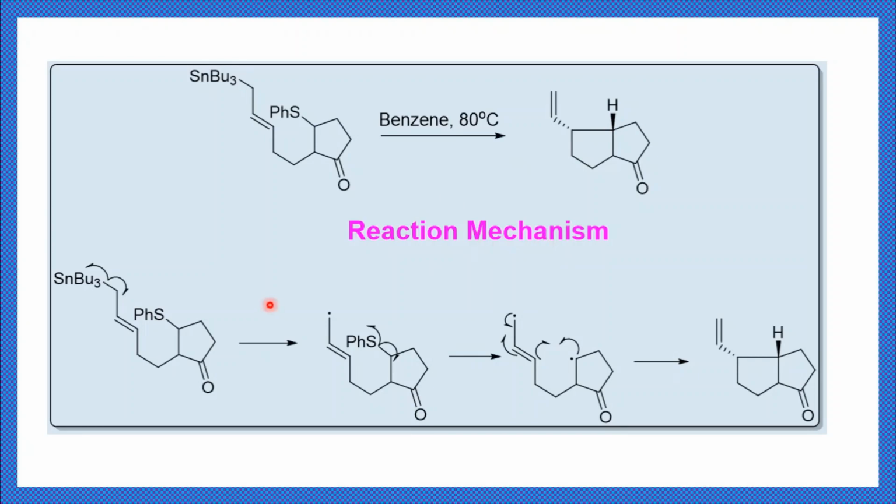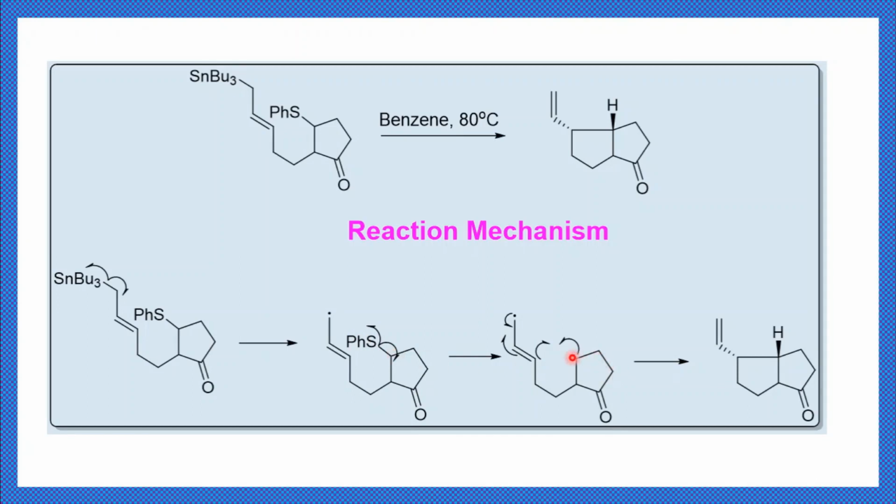So in the reaction mechanism, what happened? This butyl tin undergoes homolysis. The breaking of this Sn-C bond takes place. It generates tributyltin radical and a CH2 radical. Then this CH2 radical generates another radical. The next step is the breaking of this S-Ph, C-S bond. In the same way the breaking of this C-S bond takes place, and it generates this CH2 radical.